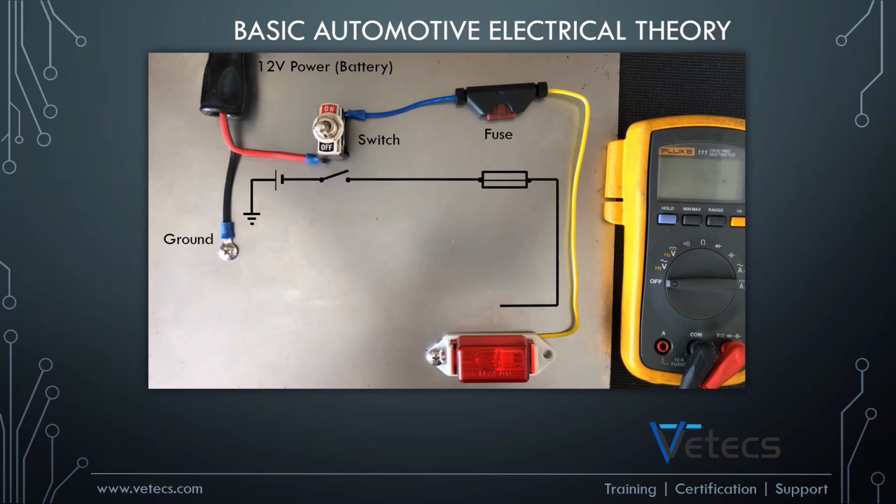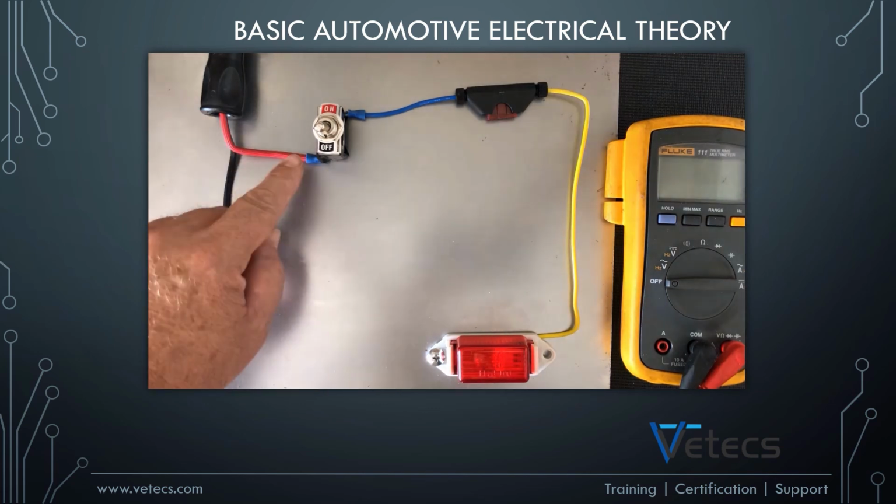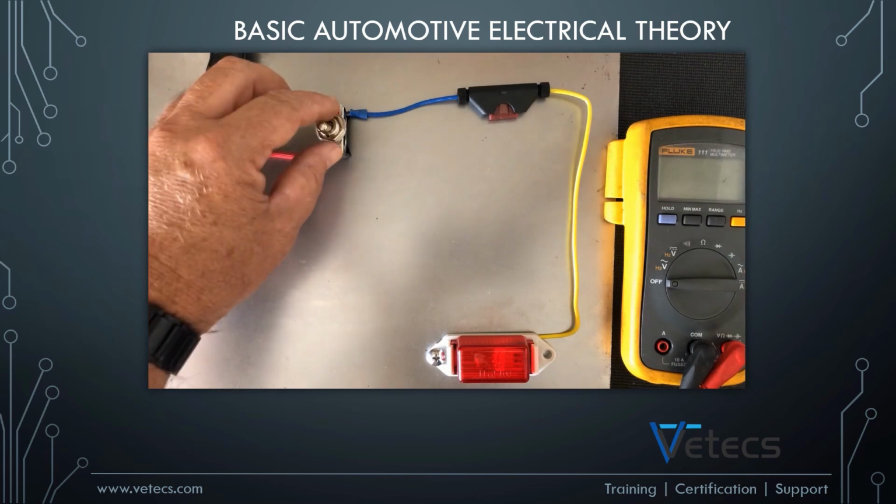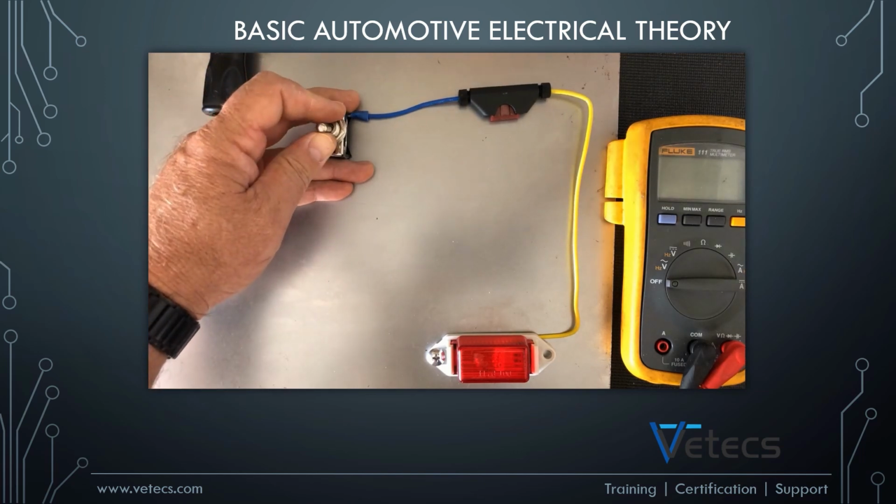The negative side of the light bulb is connected to our common ground. Current is currently not flowing through the circuit as the switch is off. When we turn the switch on, we complete the circuit, and current can flow through, turning the light bulb on.